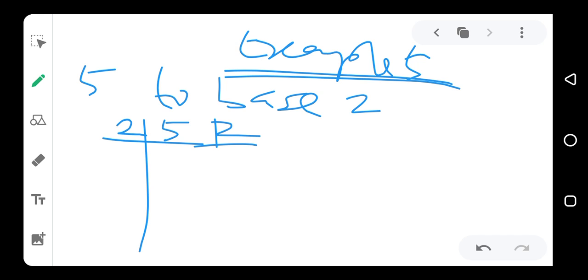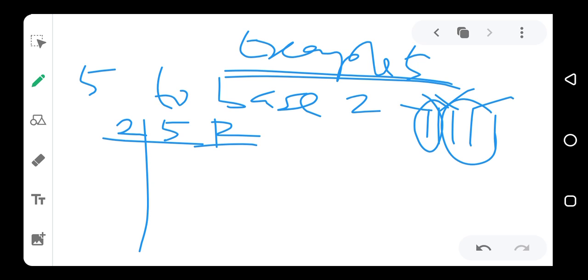2 people divide 5 things. We have 1 2 3 4 5, and we are only 2 that are dividing it. So I collect, you collect, I collect again, you collect again. So I've collected a total of 2, and you have collected a total of 2. And 1 is remaining. So 2 2 remainder 1. So 5 divided by 2, we have 2 2 remainder 1.